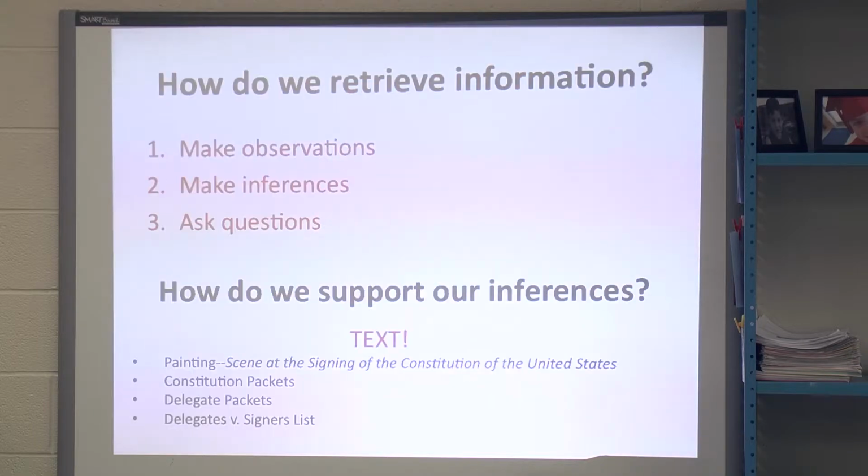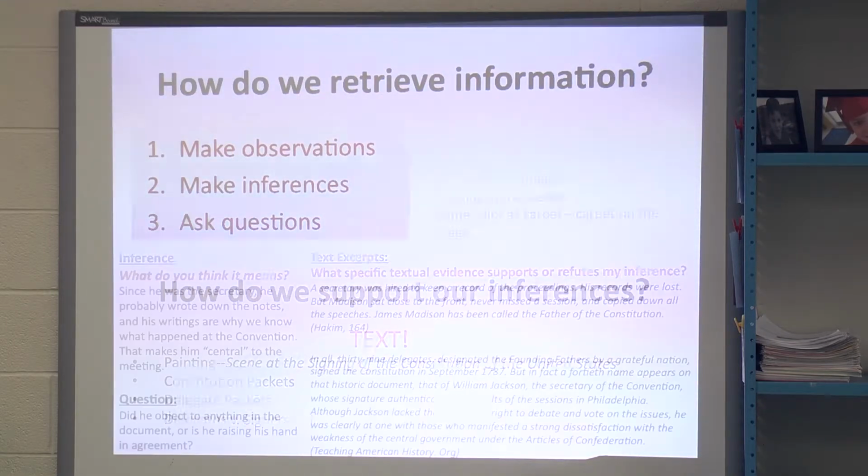Now, we retrieve information in a few different ways. We've already made our observations. Today we're going to be making our inferences, but you also could ask questions. And I'm going to tell you about how that's going to play into today's lesson as we get into the final direction piece. Remember, we support all of our inferences with text, so that's nothing new. You have a lot of text in pieces right there on your desk, and you also have your Constitution in your Constitution packet. Okay? Any questions so far?